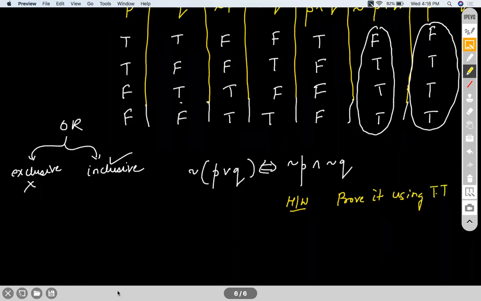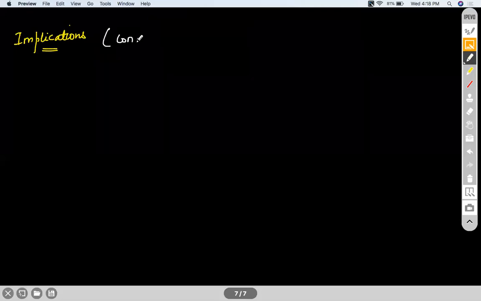Is that fine? Yes, sir. Okay. Now comes the important part. So far we were doing funny activities, but now comes the serious part of this chapter, which is called implications. Implications are also compound statements, but here the connectors are not the AND or the OR. It is something like this. Let me give you an example of an implication. By the way, implication is also called a conditional statement.